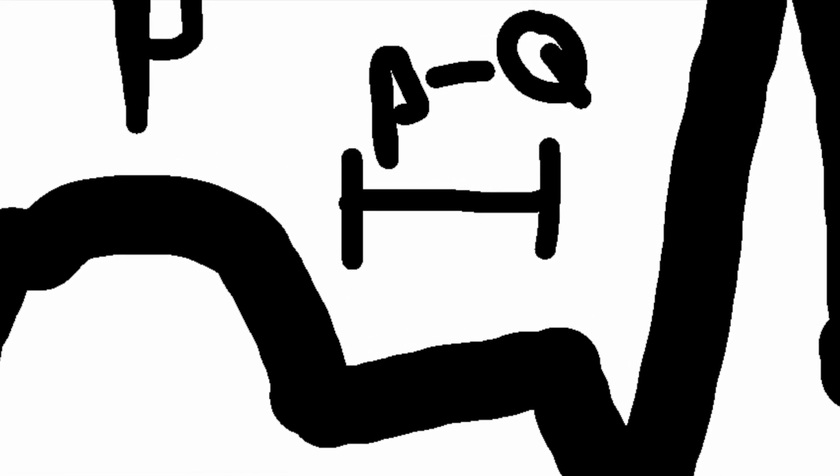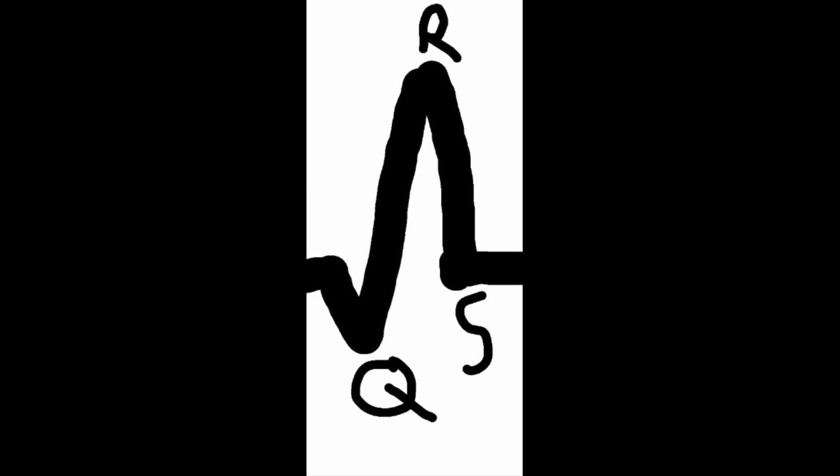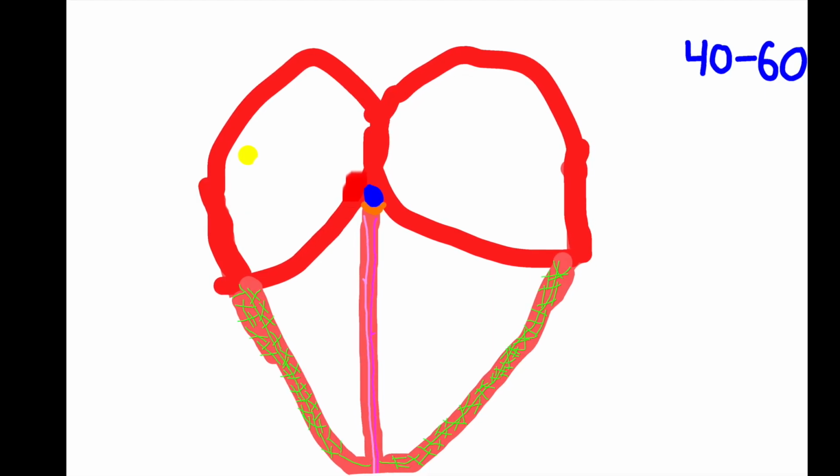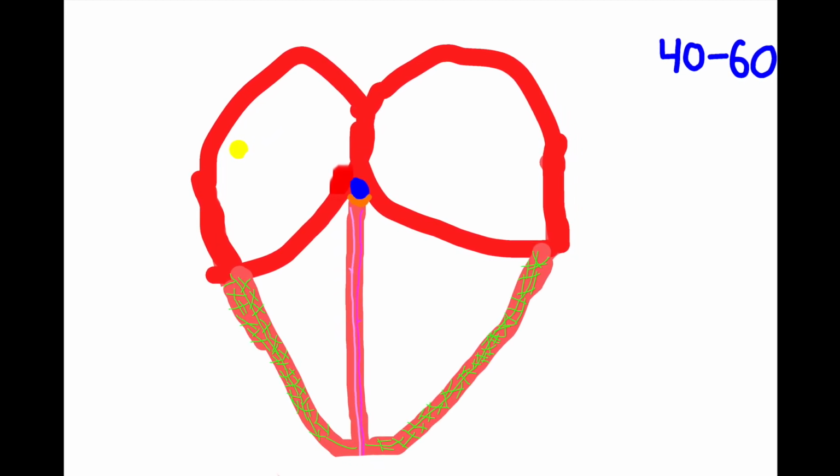The electrical impulse reaches the AV node, goes to the bundle of His, the left and right bundle branches, and the Purkinje fibers. Next, we have the QRS complex. Here, the ventricles are depolarizing and the atria are repolarizing. However, the atrial repolarization is hidden within the ventricles' depolarization when they contract and expel their blood.